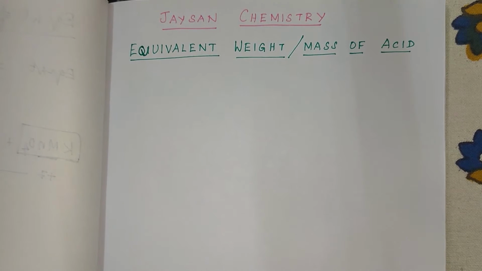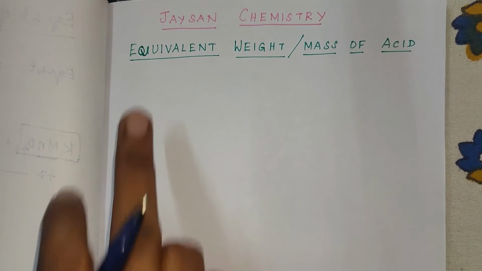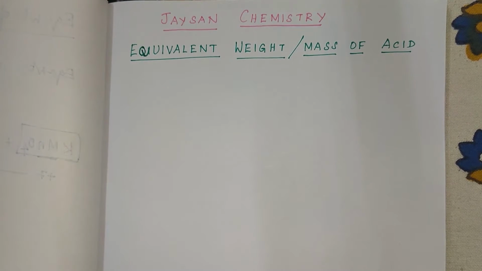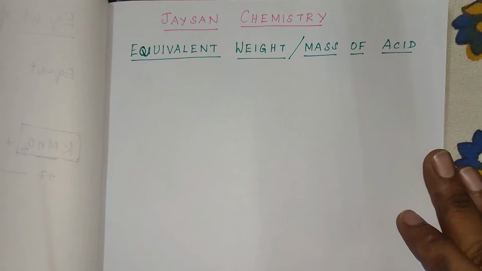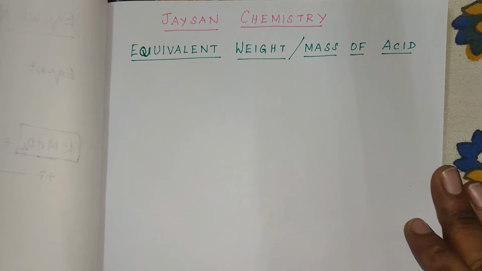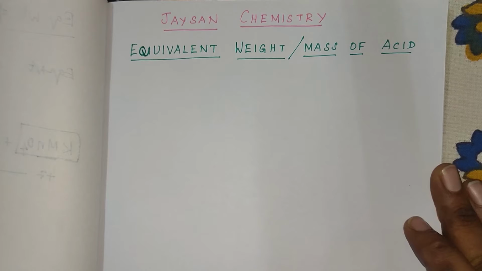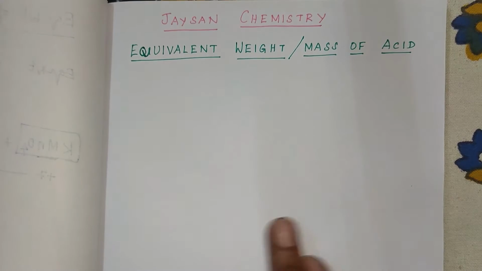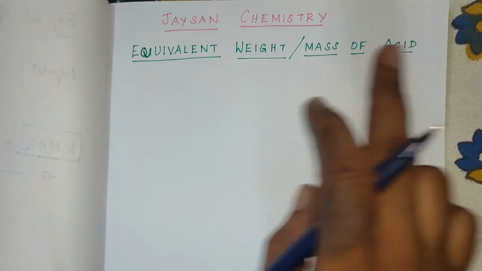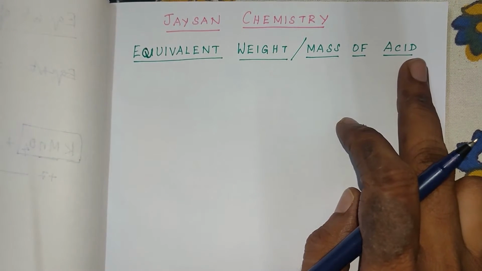Our next topic is going to be calculation of equivalent weights of different substances. In the previous video, we just learnt about the difference between atomic mass and molecular mass. Similarly, molecular mass and equivalent mass are slightly different from each other. We are going to learn how to calculate the equivalent weight of different substances. First, we are going to learn how to calculate the equivalent weight of an acid.